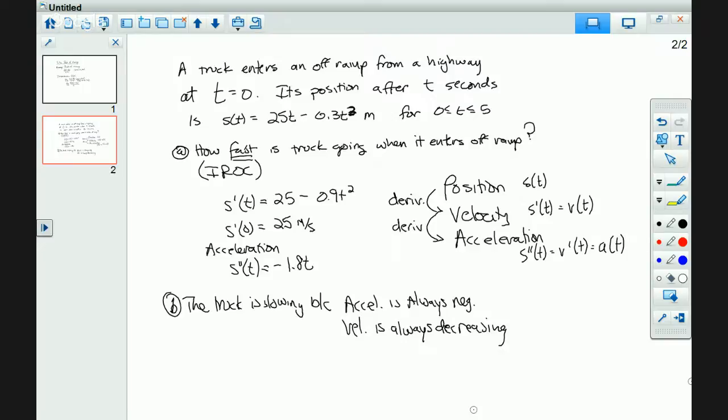For now, you're going to get a ton of these this year. You could say a particle has velocity t squared minus 5. What is its acceleration at time 4? They're all going to be structured like this. You just have to figure out which derivative you need and what you need to plug in.